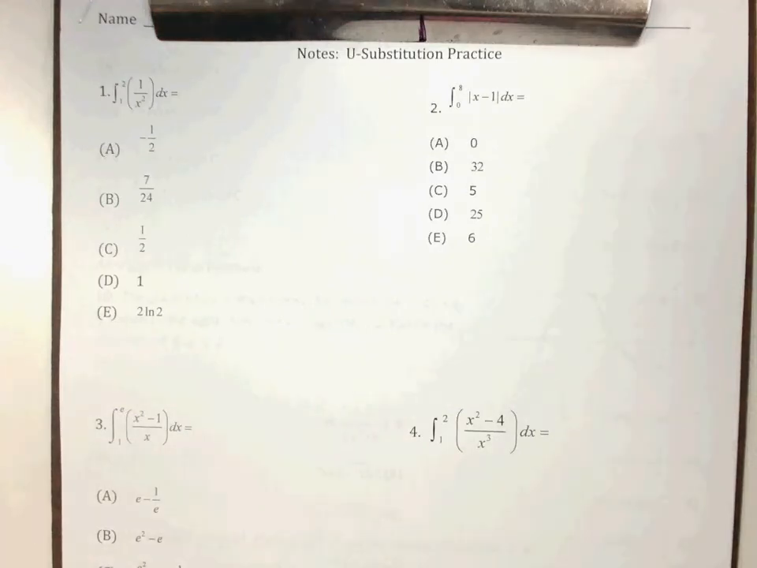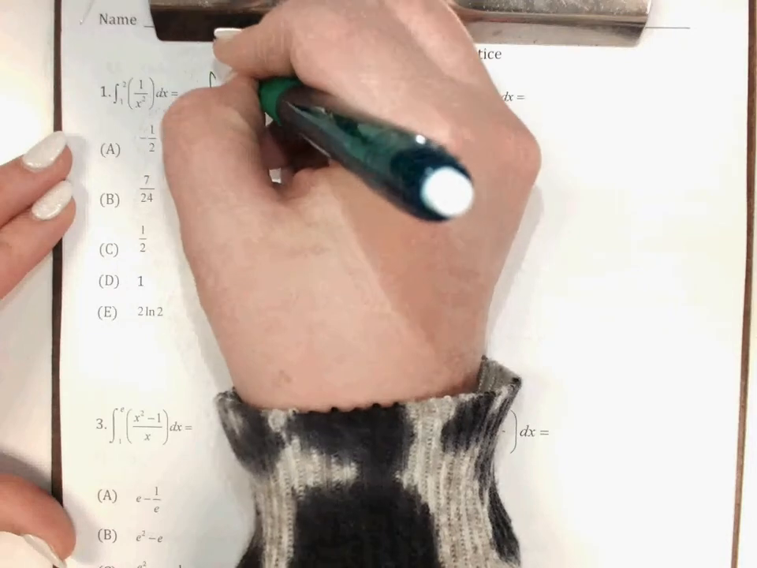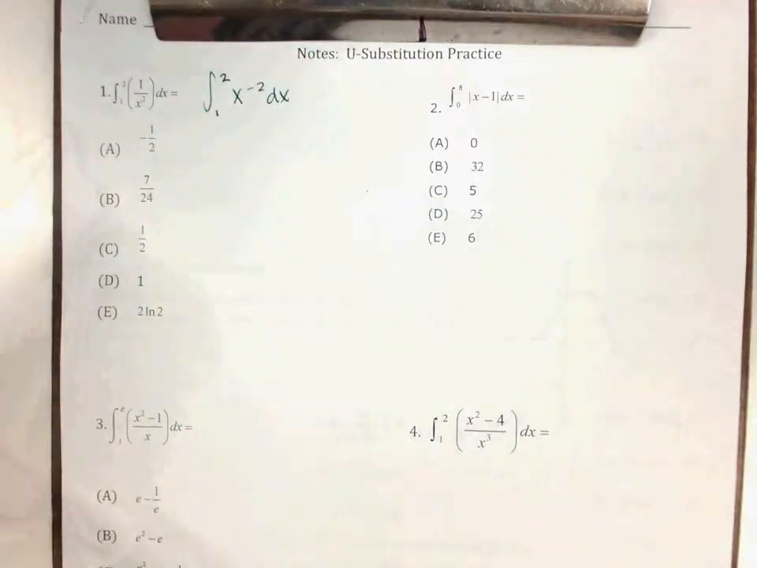Ready? So, number 1, how are you going to rewrite it, you said? X to the negative 2 dx. Okay, then my endpoints are 1 and 2. Okay, what are you going to do on number 2?